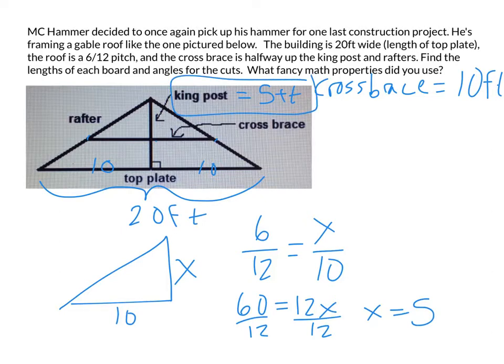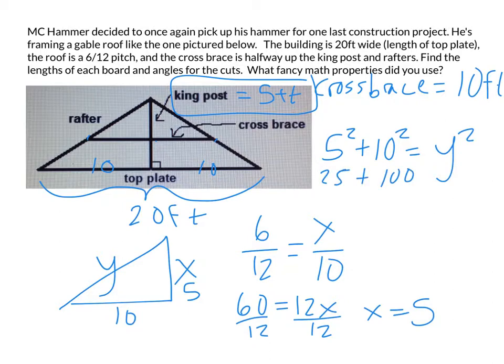Awesome. All right, so I got my cross brace. I've got my king post. I just need to figure out my rafter. Well, let's label that Y, that's my rafter there. I've already got that this is 5 now. What have we done in the past to figure out that hypotenuse? A little bit of Pythagorean theorem, perhaps. 5 squared plus 10 squared equals Y squared. Woo! All right, so 5 squared is 25 plus 10 squared is 100. So 25 plus 100, that's 125, is equal to my Y squared.